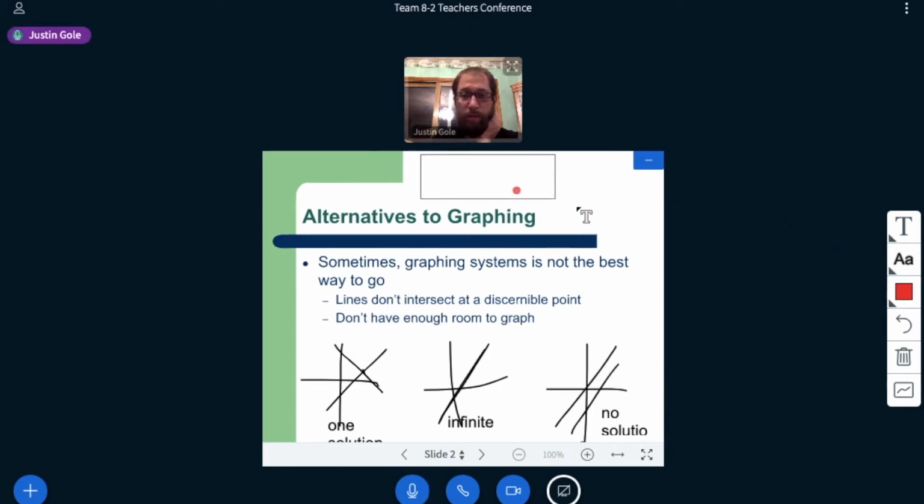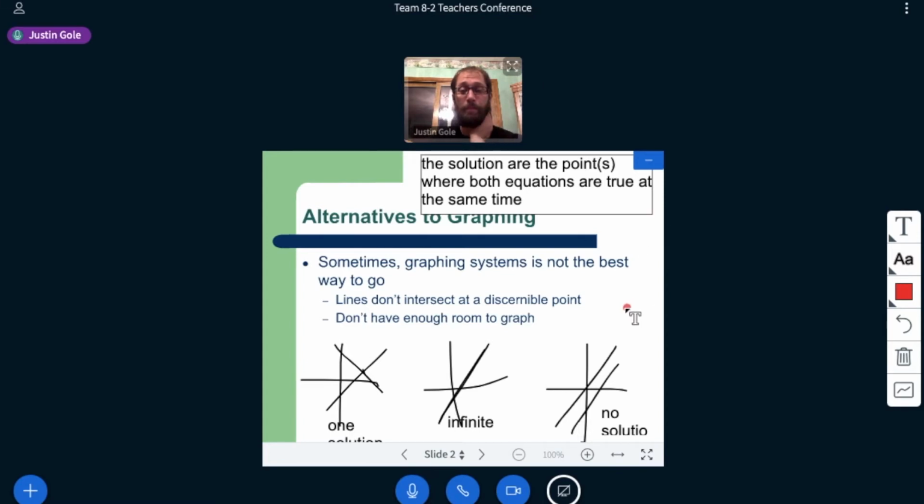So remembering that the solutions are the points where both equations are true at the same time. So that's what we're looking for. When we graph them, this is where they're both true. If they're the same line, they always are the same. And if they're parallel, there's no ordered pairs that fit both.